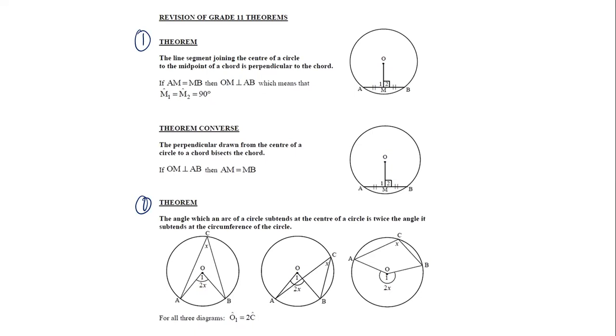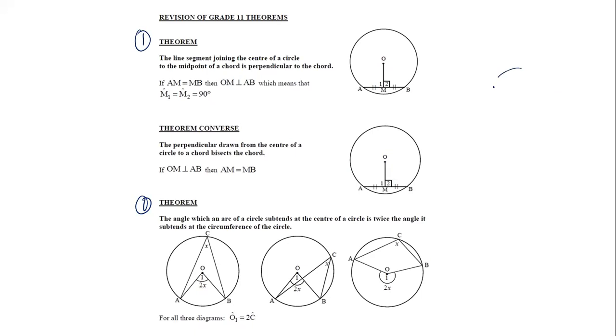Theorem number two states that the angle which an arc of a circle subtends at the center of the circle is twice the angle it subtends at the circumference of the circle. To simplify this long statement, you'll read it to understand it after I explain this. Theorem number two says to us, the angle at center is twice the angle at circumference.